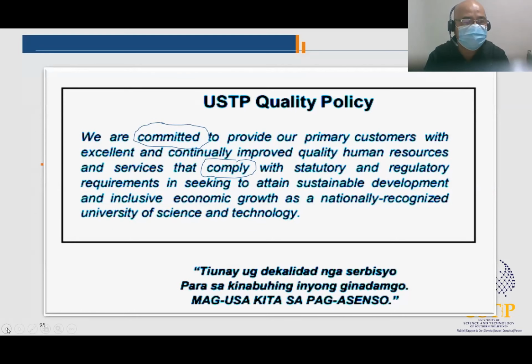So in a nutshell, if you will be asked what is our USTP quality policy, just take note of the key words. The first word is committed and the second one is comply. So USTP is committed to provide our primary customers with excellent and continually improved quality human resources and services that comply with statutory and regulatory requirements. These are the agencies like civil service, CHED, COA, DBM, etc., in seeking to attain sustainable development and inclusive economic growth as a nationally recognized university of science and technology. So always think of our commitment to provide quality service and our compliance with the statutory and regulatory requirements. So that's the key word for our USTP quality policy.